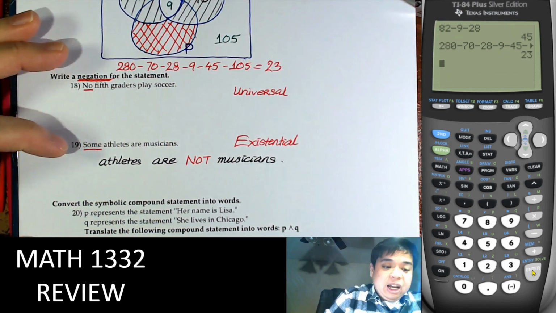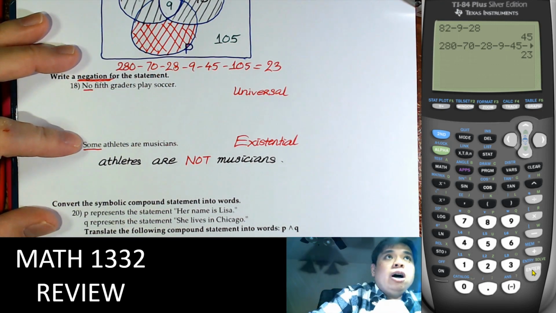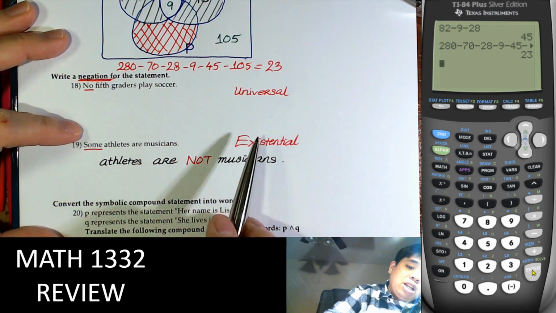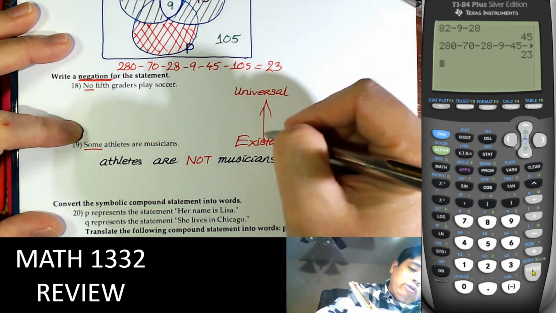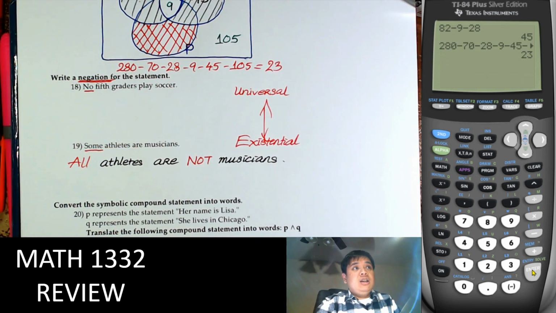But then we have to change the existential to universal. If it is universal, change to existential. This one, some, is existential. We go to universal, meaning all. Right, so that is a negation. Some are musicians, and we say all of them are not. So that is the negation of it.